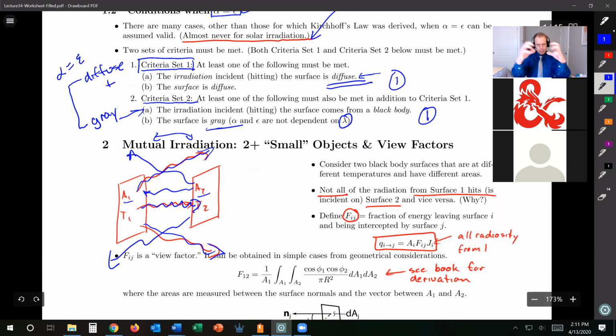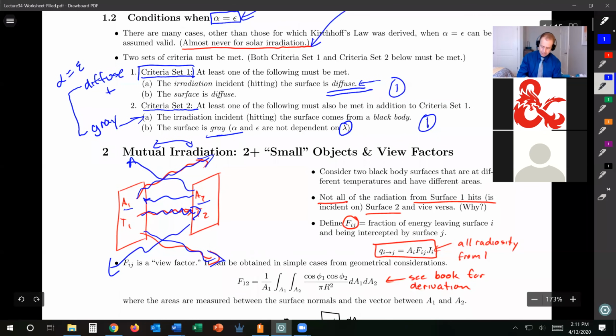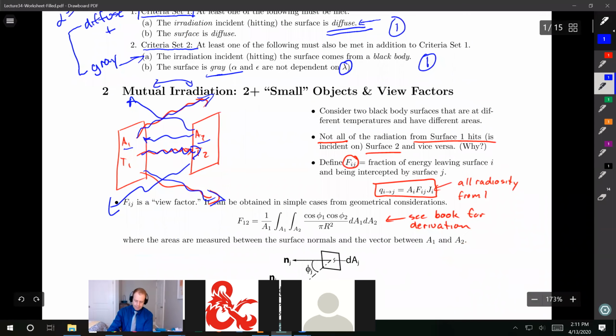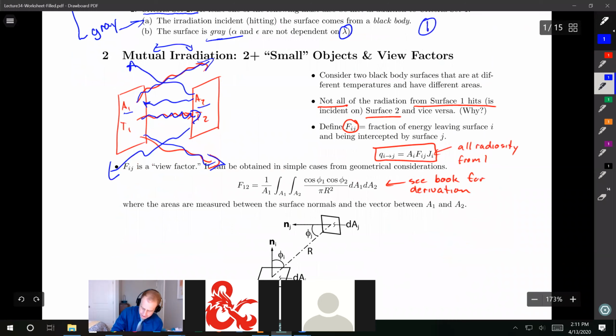So when you have two small objects that are close to each other, they're irradiating, but not everything they're irradiating is hitting the other object. And so we have to start talking about the fraction of irradiation that does hit the other object. And we define what's called the view factor, which is literally the fraction of energy leaving surface i that is being intercepted, or is hitting, surface j.